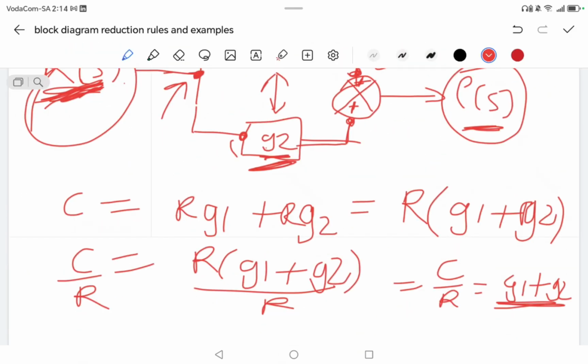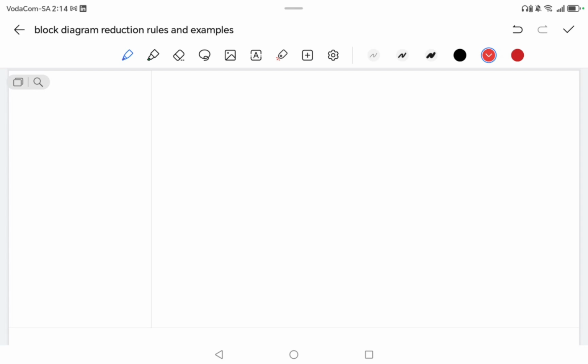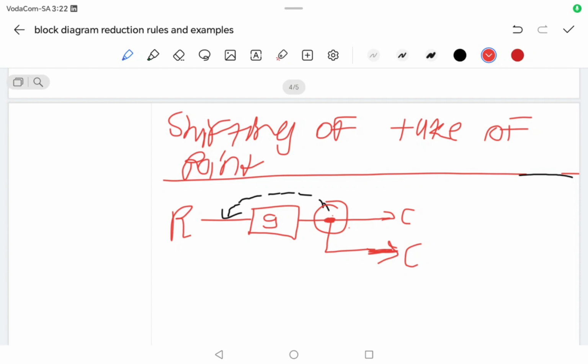Now we're going to come to the very interesting rule, right? That means it's rule 4, it's not rule 5, right? So we are going to the shifting of takeoff point. In the shifting of takeoff point, we will be shifting from this point to this point, right? Now that means we have to redraw the diagram, right?